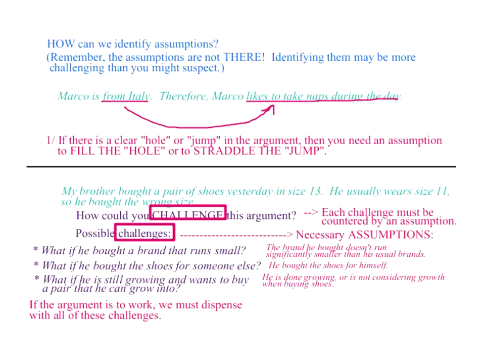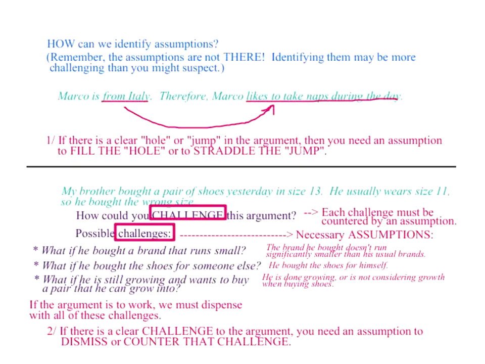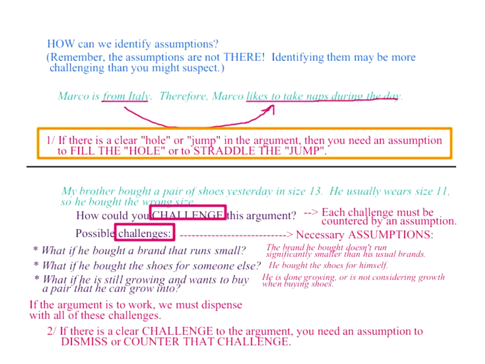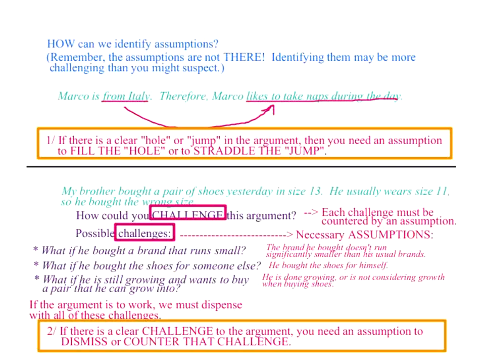All right, let's make sure we're all on the same page here. So the other way to find assumptions then is if there is a clear challenge to the argument, then you need an assumption to dismiss or counter that challenge. So that's what we're dealing with here. If there's a clear hole, then you have to straddle it. And if there's a clear challenge, you have to dismiss it. Those are our two main ways to directly identify assumptions.